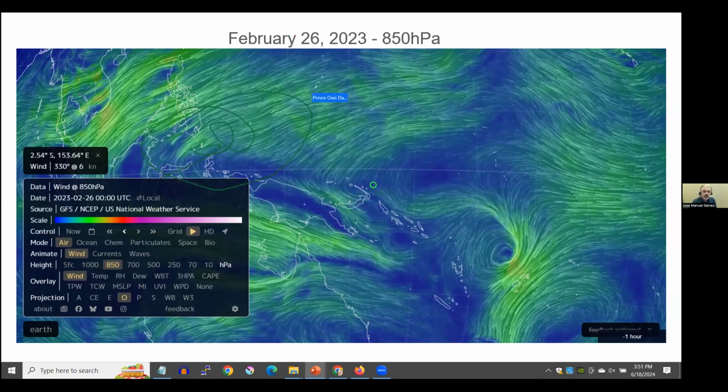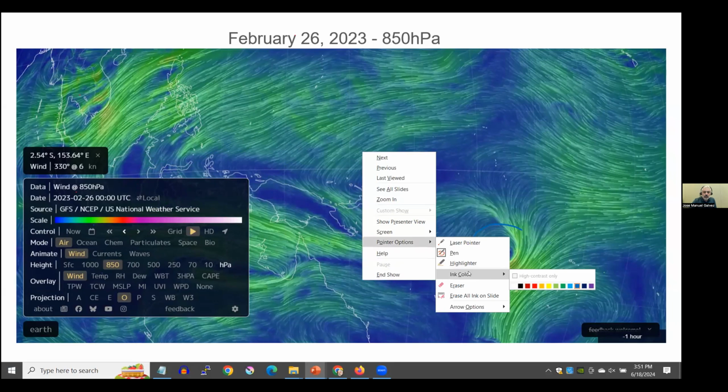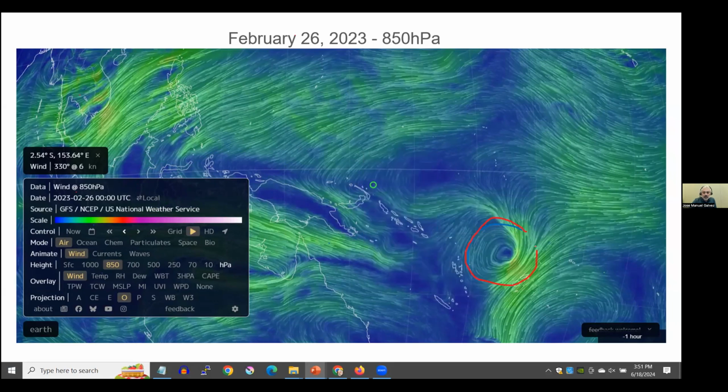All right, so look at what we're having here. Now we're looking at February 26. What system is this? You can answer on the chat. And I need to change the cursor. What system is this? It's a northern hemisphere anticyclone, but we're in the south hemisphere. Could be a tropical cyclone, correct.